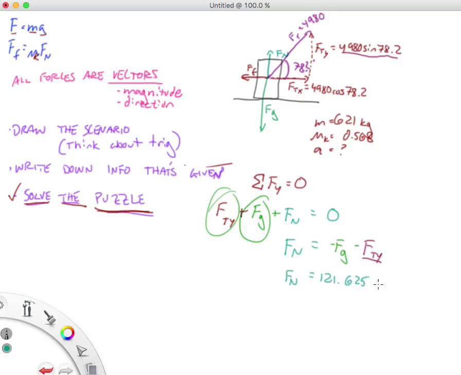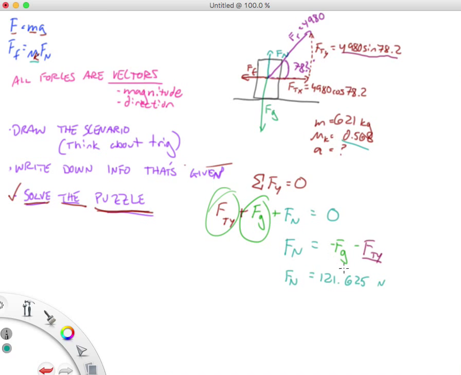121.625 newtons. It's always in newtons. Okay, so that's a normal force. Great, we got the normal force. Now we've kind of unlocked this problem. So now we've got the normal force, and we know what this coefficient of friction is right here. So we can figure out what the frictional force will be.